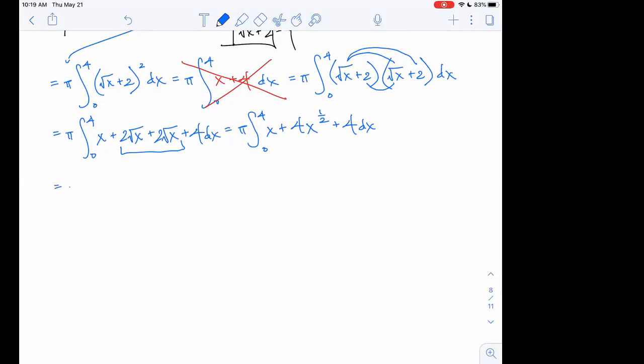All right. So seems like we're ready to integrate. X squared over 2 plus, let's take this one step by step. X to the add 1 is 3/2, and the reciprocal of that is 2/3 plus 4x from 4 to 0, goodness.